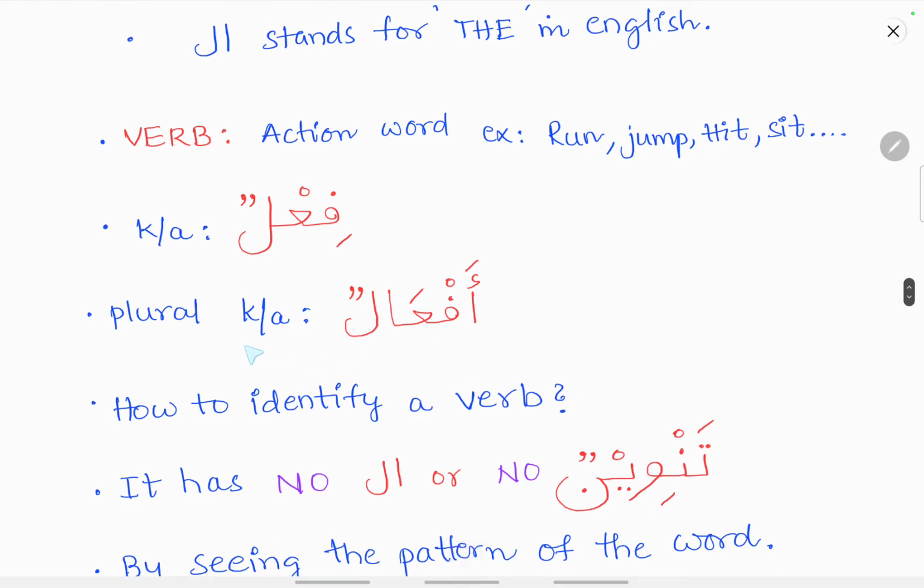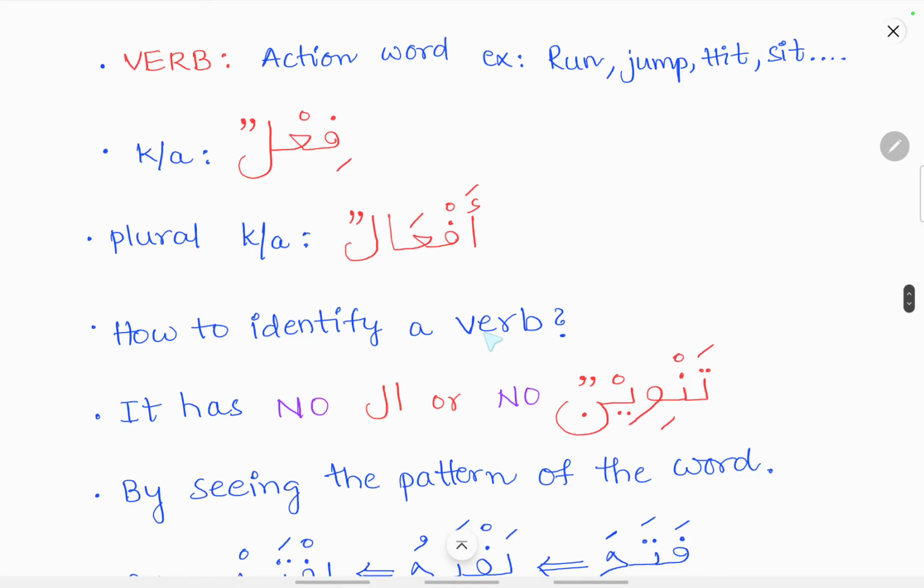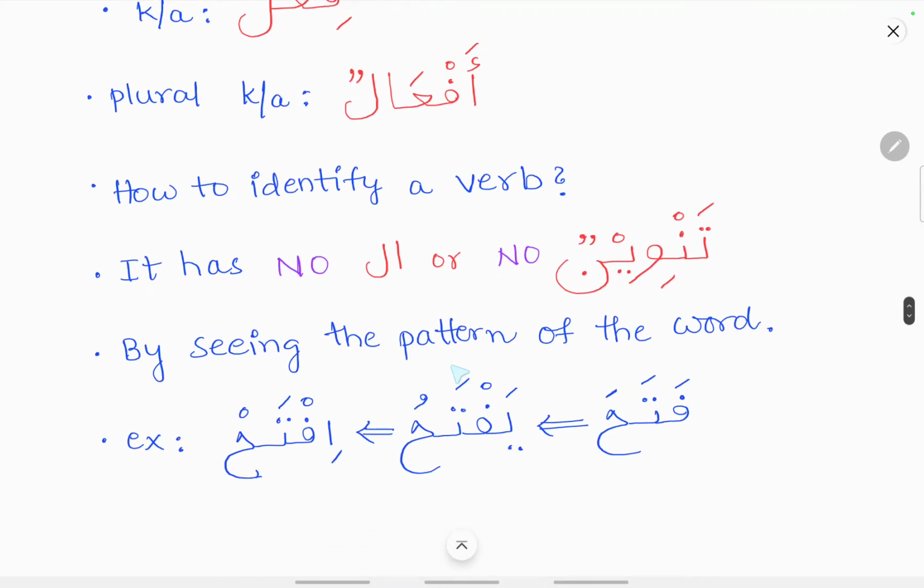The plural of fail is af'alun. Then how to identify a verb? A verb has no alif lam or tanween at the end. Previously, nouns used to have alif lam and tanween, but verbs are those words which do not have alif lam or tanween. And the second identification mark is seeing the pattern of the word.